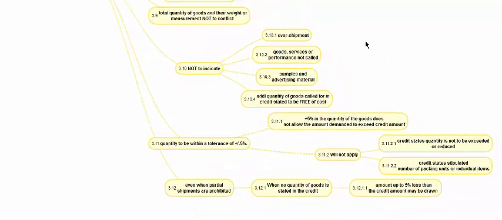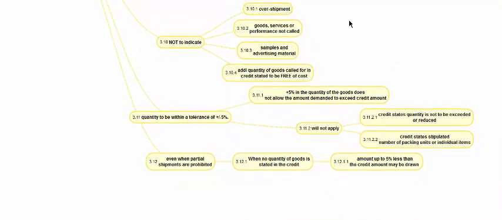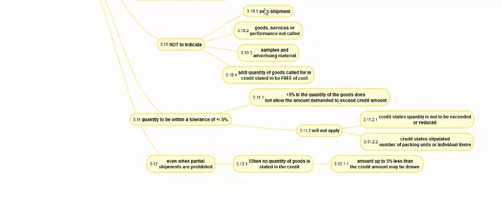Now, there are certain things which invoice should not indicate. What are the things that invoice should not indicate? Invoice should not indicate overshipment. If 5 cars are called for, 6 cars should not be shipped. Goods, services and performance not called for. If only cars are called for and car covers are not called for, they will not be shipped. If computers are called for, it is not necessary that monitors or keyboards should be included, unless the letter of credit gives detailed description of what is called for to be shipped by the beneficiary.